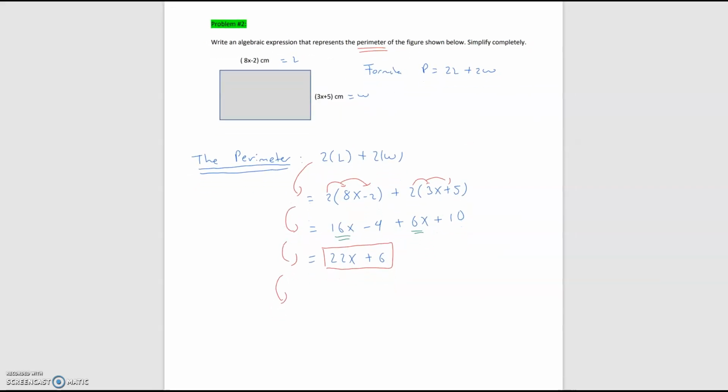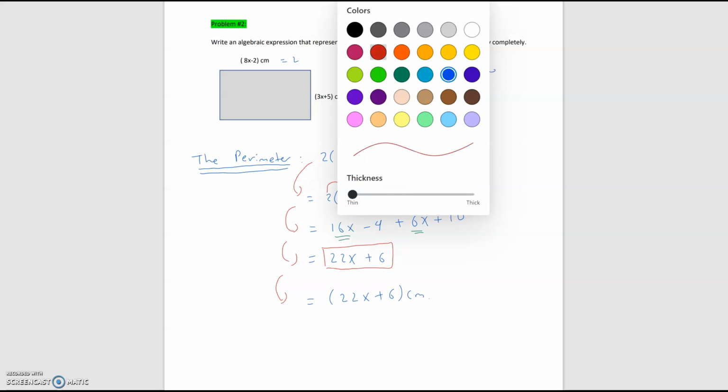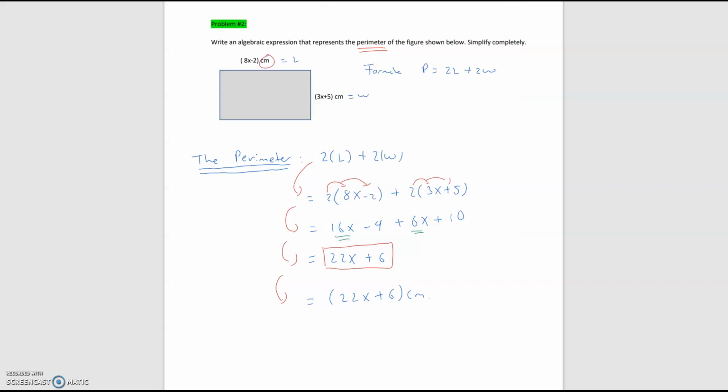Now, for our final answer, we can express it as 22x plus 6. But perimeter is a length measurement. So I'm going to express it as 22x plus 6, and the actual unit is centimeters. Notice that you're given centimeters as the unit. So I'm going to express both of these as possible answers, since they represent the actual unit or the length around the object. That's it for problem 2.